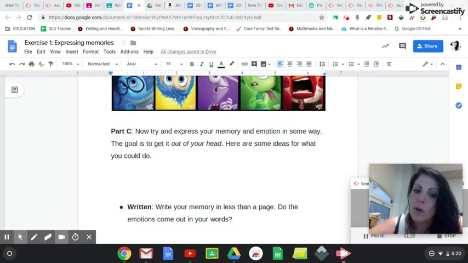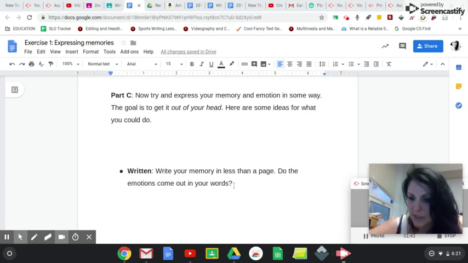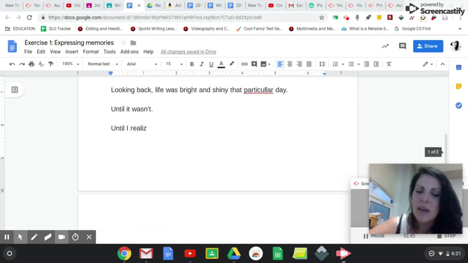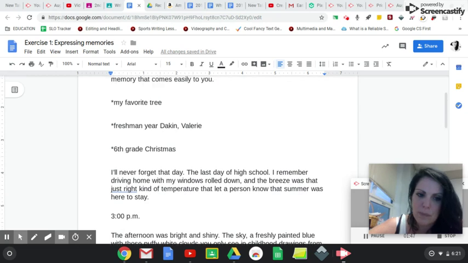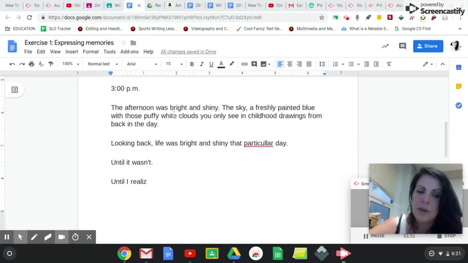Now it says part C: now try and express your memory and emotion in some way. The goal is to get it out of your head. Here are some ideas for what you could do. Write your memory in less than a page. The emotions come out in your words. As you can see, I did that up here with the piece that I started with. I don't have that much written down, right? But notice how it's going in chronological order, because that's how plot goes. In narrative writing, you tell that part of the story in logical or chronological order.